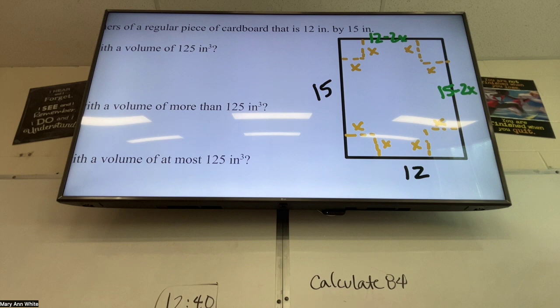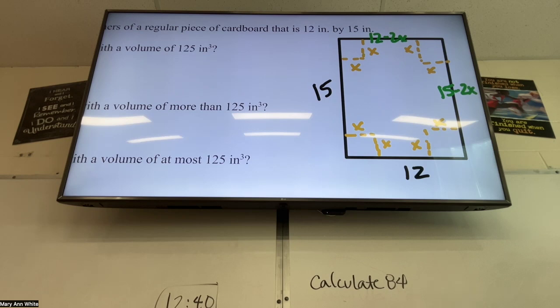Now, I'm essentially folding this box up, so the equation I'm going to write is in terms of volume. Do you remember what volume is of a rectangular prism? Length times width times height. Now, you have length and width on your paper, right? You have 12 minus 2x, you have 15 minus 2x. We're going to use both of those.